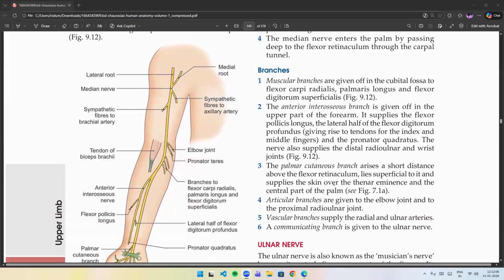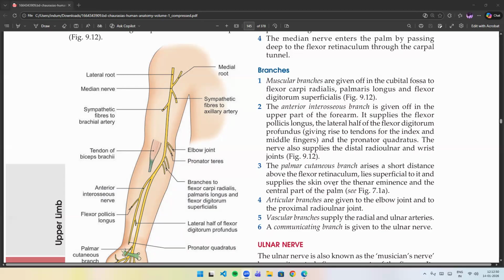Branches. Number 1. Muscular branches are given off in the cubital fossa to flexor carpi radialis, palmaris longus, and flexor digitorum superficialis, figure 9.12. Number 2. The anterior interosseous branch is given off in the upper part of the forearm. It supplies the flexor pollicis longus, the lateral half of the flexor digitorum profundus, giving rise to tendons for the index and middle fingers, and the pronator quadratus. The nerve also supplies the distal radio-ulnar and wrist joints, figure 9.12.